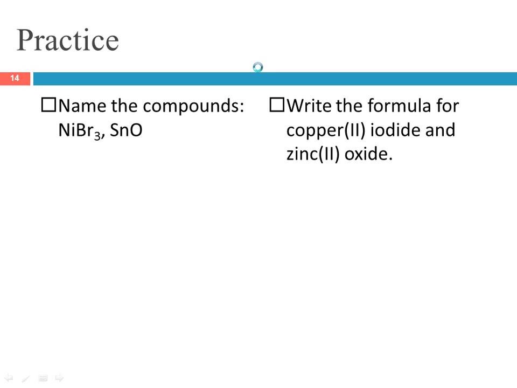Okay, what did you guys get for naming of NiBr3? Nickel. We have 1 atom. We have 3 bromides. All right, our X has to equal 3. So we would write out nickel, Roman numeral 3, bromide.